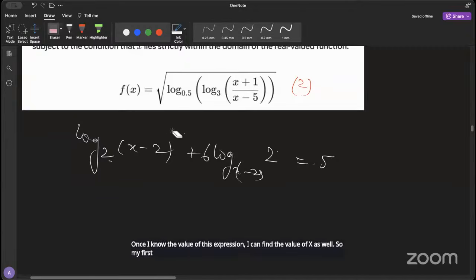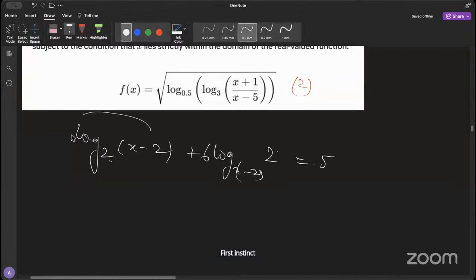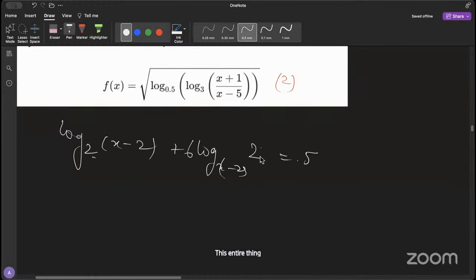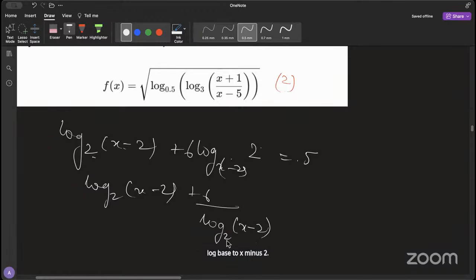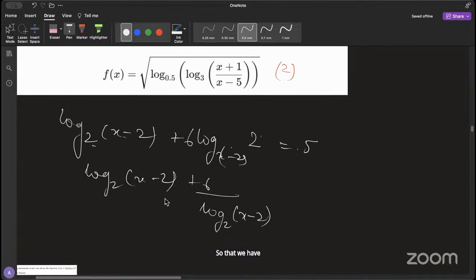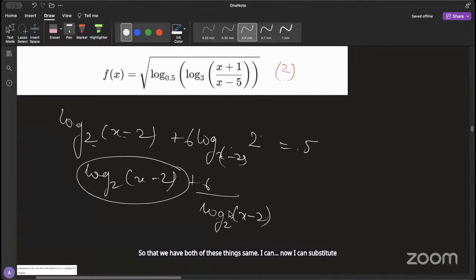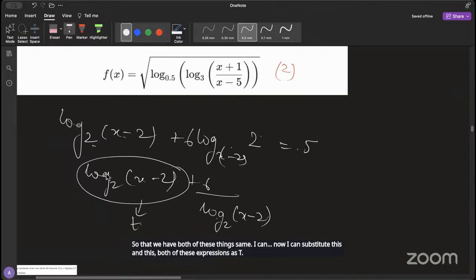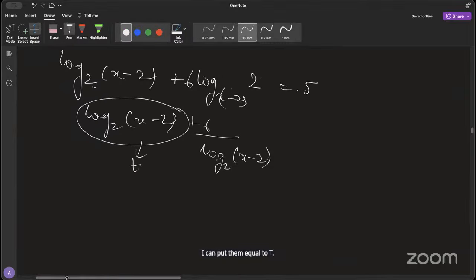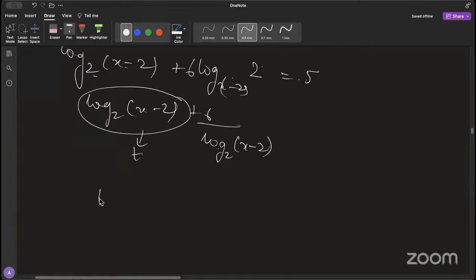So my first instinct here is that we need to find the value of this entire thing. So we're substituting. Instead of having this, let's just have both of these the same. So you'll have log base 2 of x minus 2, and this I can write as 6 by log base 2 of x minus 2, so that we have both of these things the same. I can substitute both of these expressions as t. I can put them equal to t. So this will give me t plus 6 by t is equal to 5.